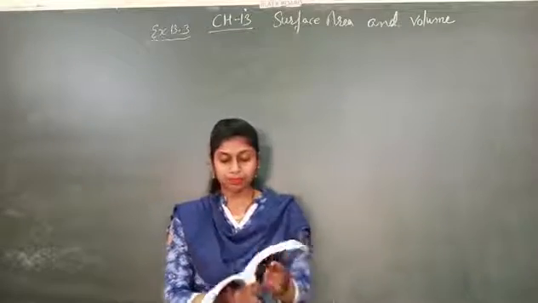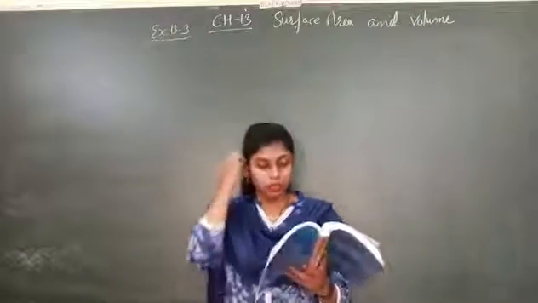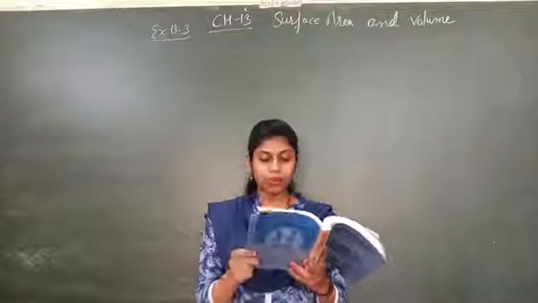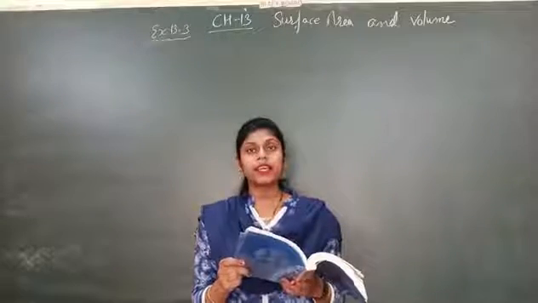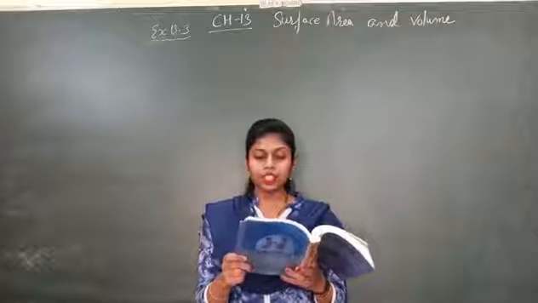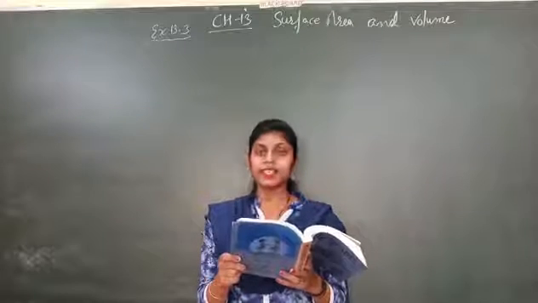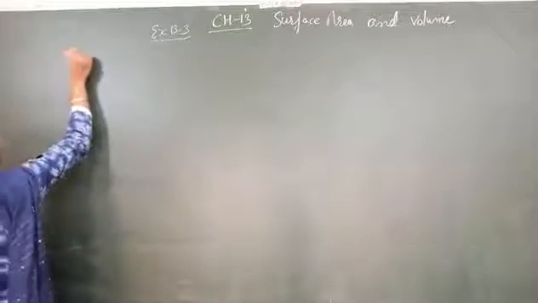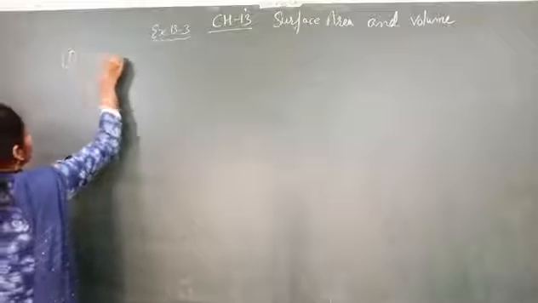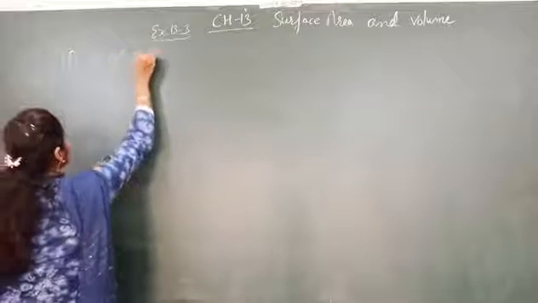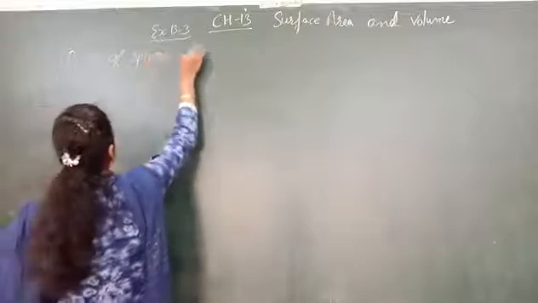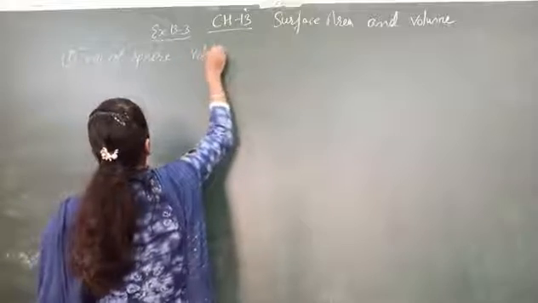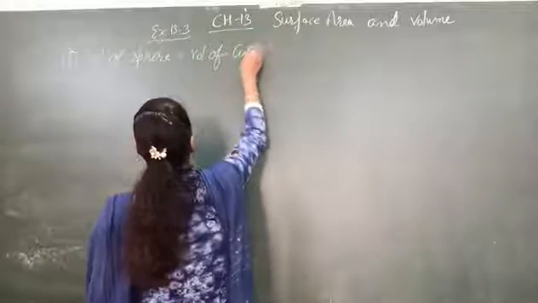Clear? See first question. A metallic sphere of radius 4.2 cm is melted and recast into the shape of a cylinder of radius 6 cm. Find the height of the cylinder. It means we have to compare the volume of both the solids. So volume of sphere equals to volume of cylinder.